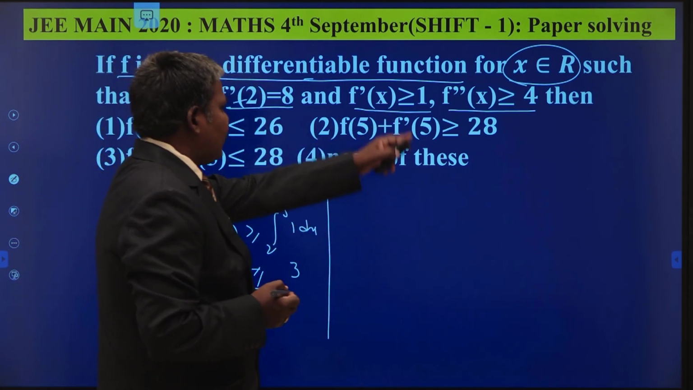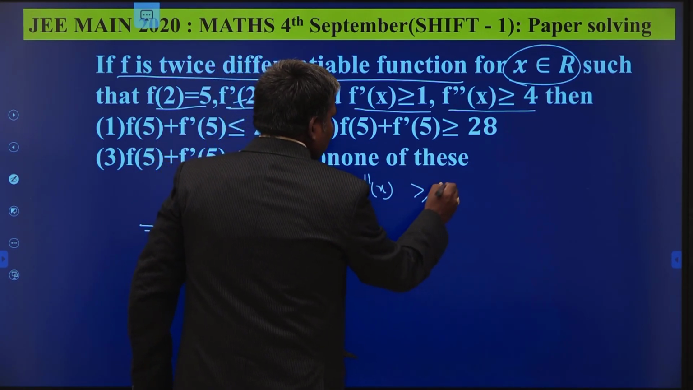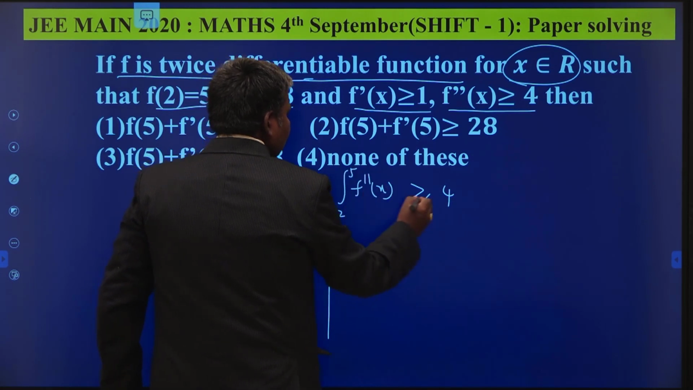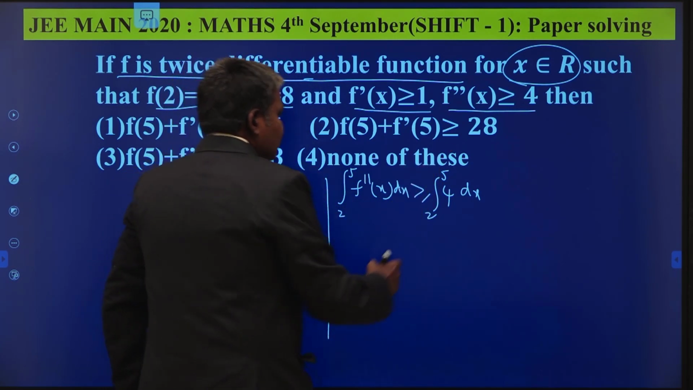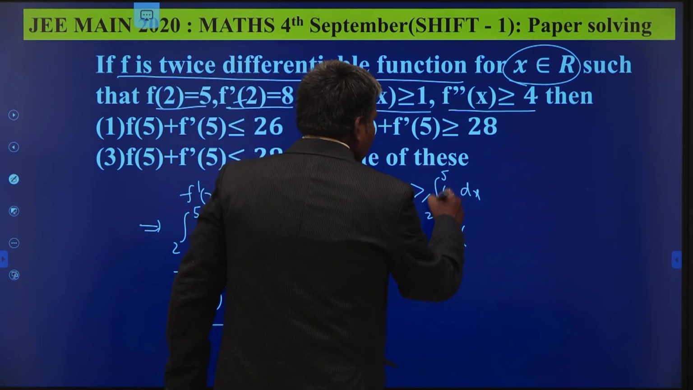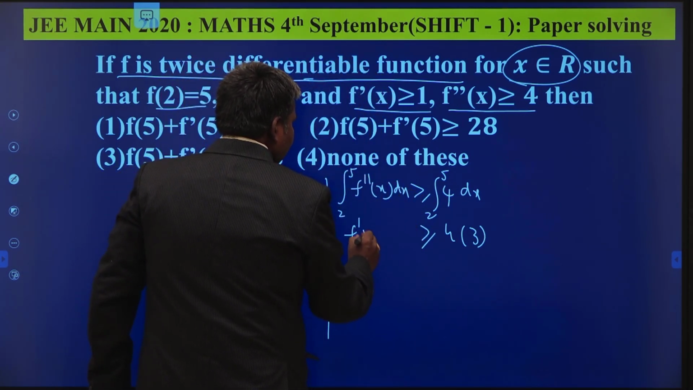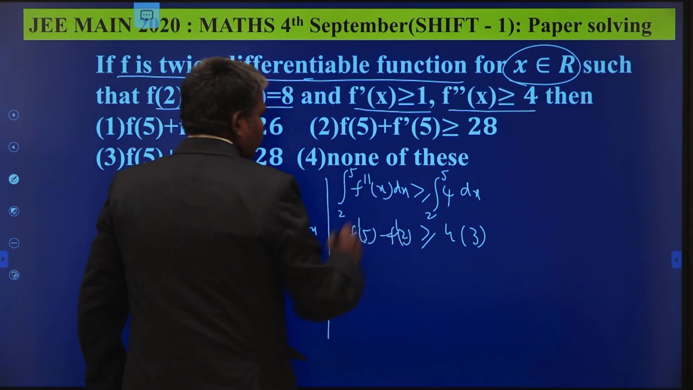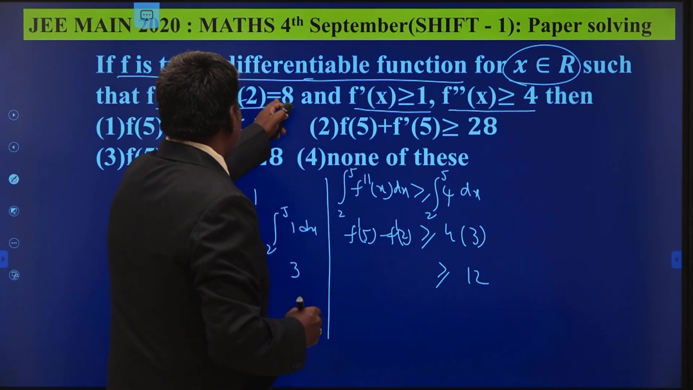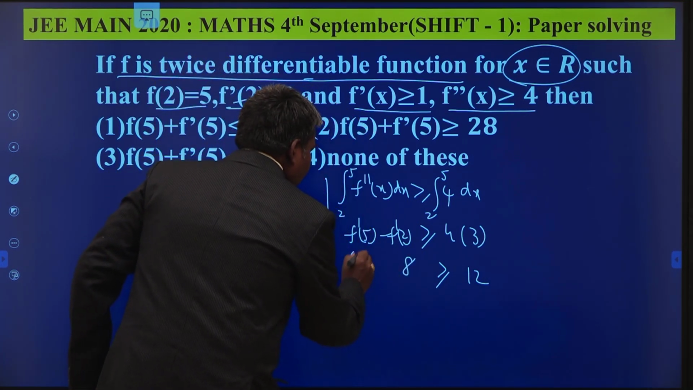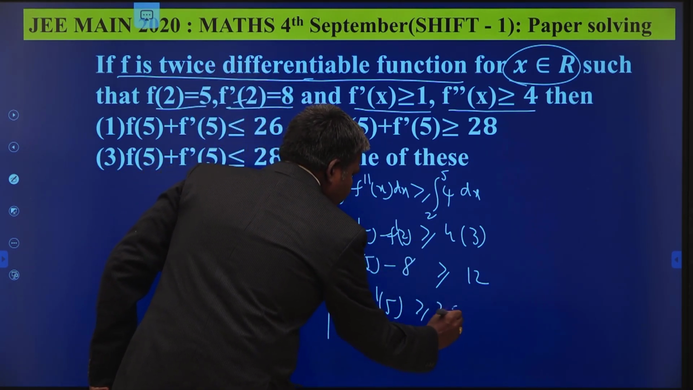Again, what you have the inequality? f''(x) is greater than or equal to 4. Taking integration, again limits from 2 to 5, 4 dx. So this is 4x, 4 times of 5 minus 2, 3. So here it is f'(x), that is f'(5) − f'(2), is greater than or equal to 4 × 3 = 12. What is your f'(2)? f'(2) is also given to you, 8. So f'(5) is greater than or equal to 20.